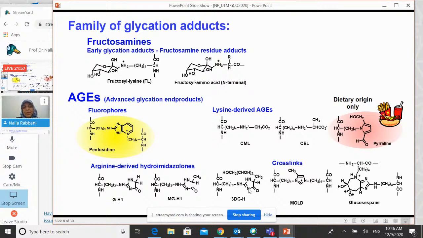And once damage occurs, the protein function is changed, and the damaged protein can then be degraded. And then, of course, there are crosslinks. Glucosepane is a major crosslink found in the cartilage in arthritis. And we also have a biomarker which reports only from a dietary origin, so we can really use this biomarker to report on leaky gut.